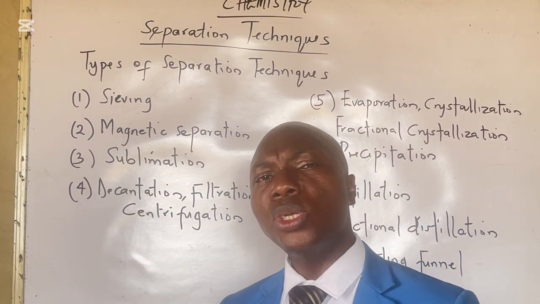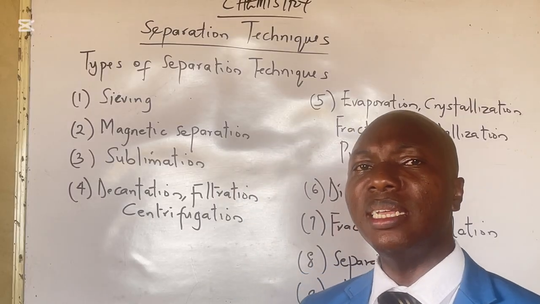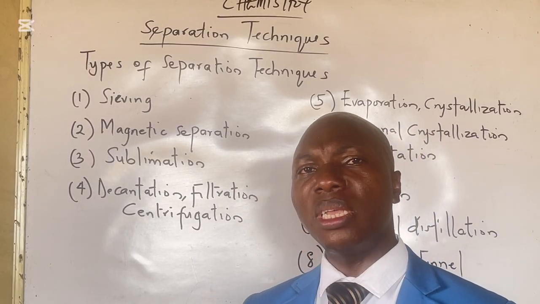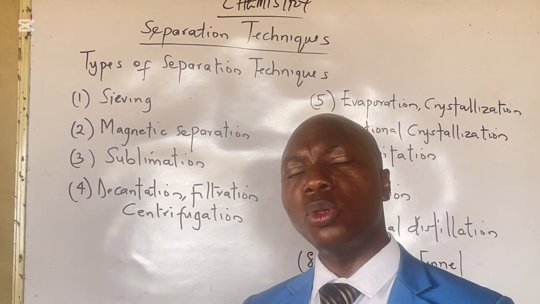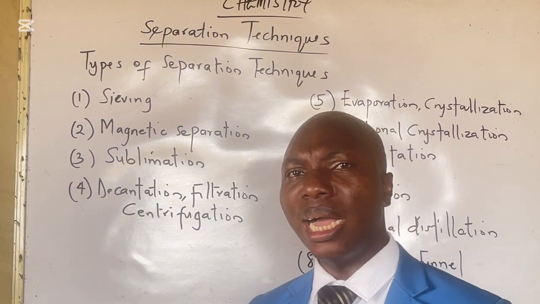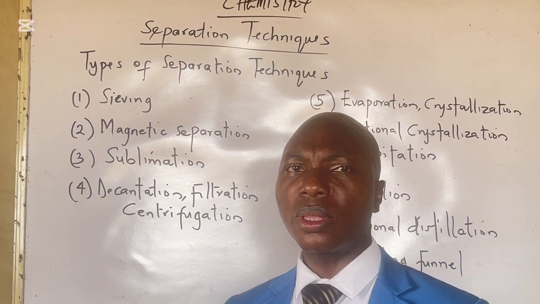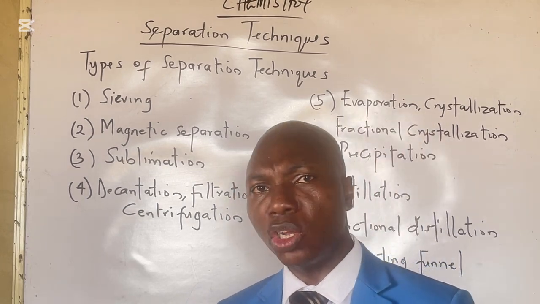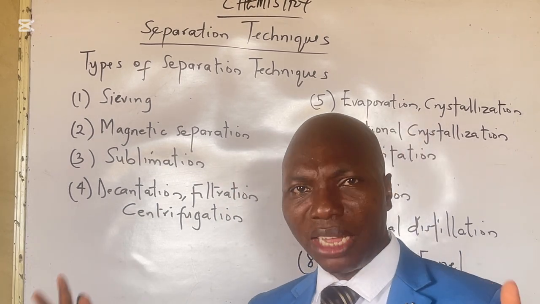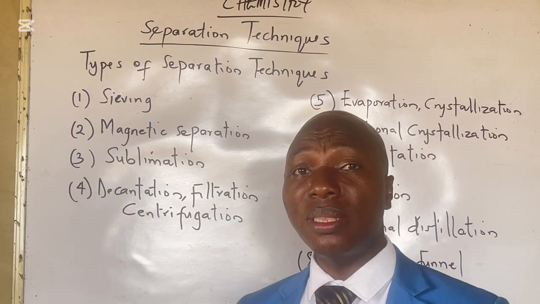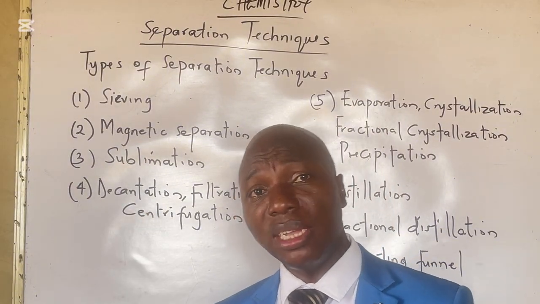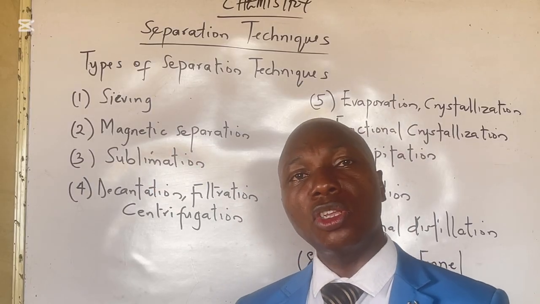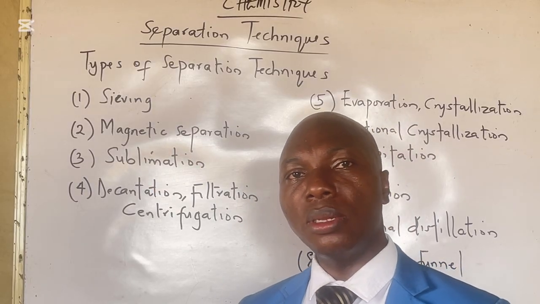And where do we use sieving? We use sieving in garri industries. It's also used in industry where you want to separate diamond and gold. So it's better you know their practical application than memorizing and all that. So sieving is used in garri industries, or you use it in industries where you want to obtain diamond and gold.